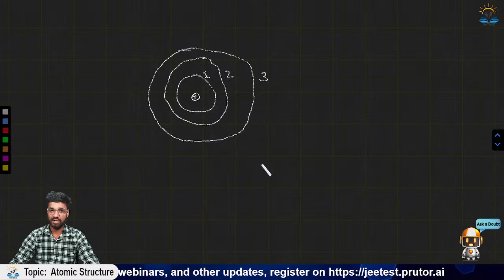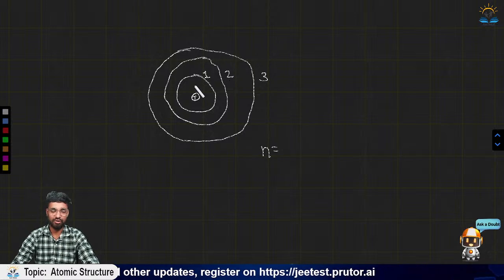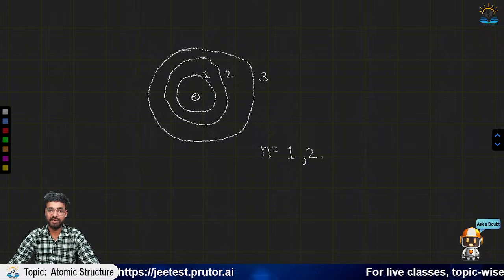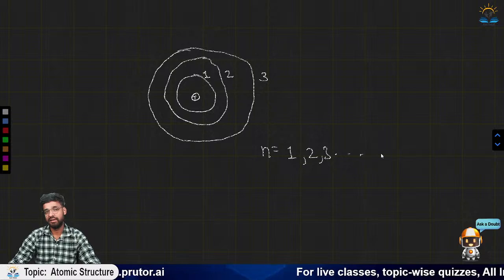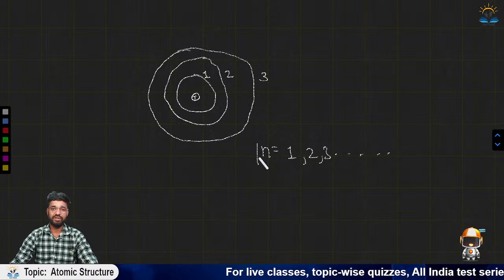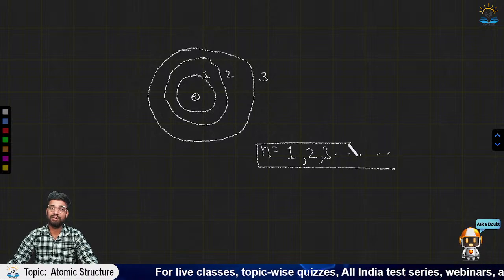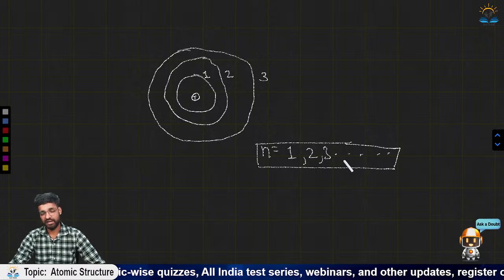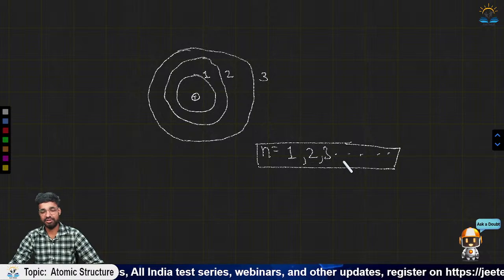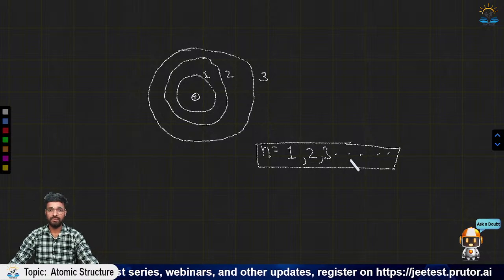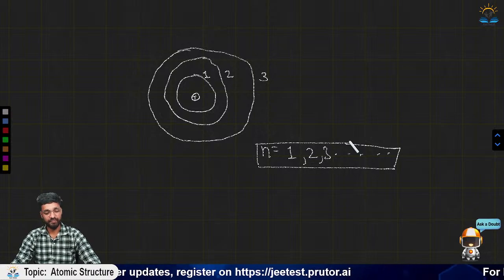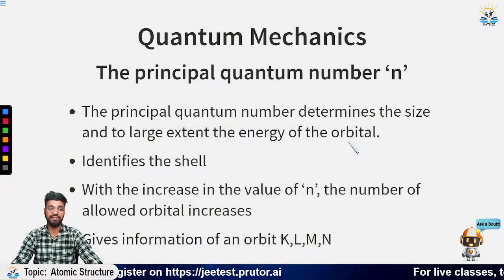Now n is this value. So this value of shell we have: n is equal to 1, then n is equal to 2, 3, and so on. This represents the principal quantum number. As we go from one energy level to another stationary state, the energy of the shell is increasing. Due to this reason, it is called the principal quantum number, and it signifies the energy of that shell.